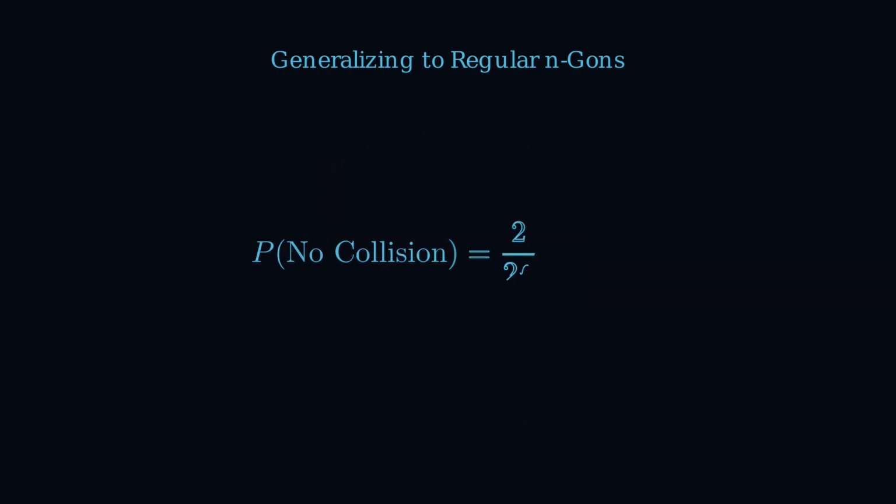The general formula is P equals 2/2 to the n, which simplifies to 1/2 to the n-1, where n is the number of vertices. As the polygon gains more sides, the chance of no collision approaches 0.